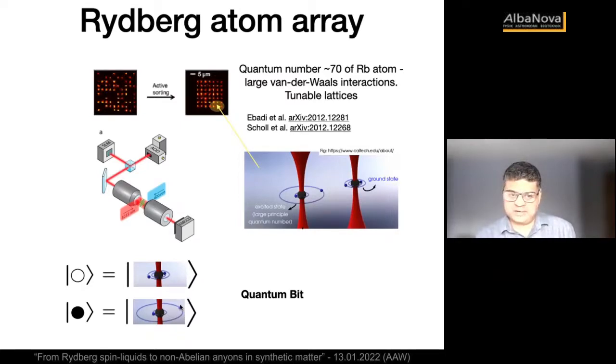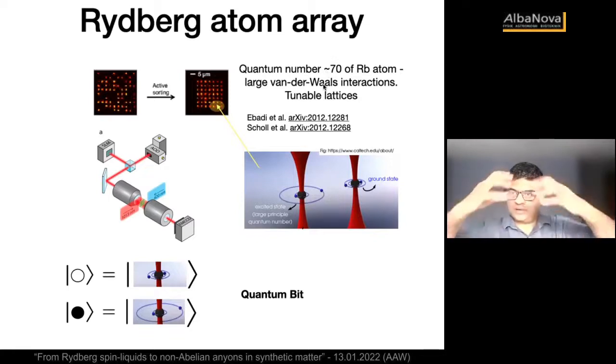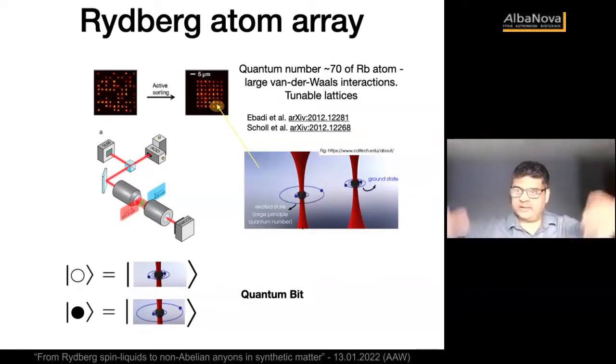This is a principal number n excited state of the rubidium atom, and this is the ground state. Now, what really makes this whole thing work is that you excite it to a very high excited state. That's why it's called a Rydberg state. For example, it would be quantum number 70. And so the size of this orbit is 70 squared compared to the atomic scale, and that's why you end up getting interactions across these separations that are of order micron.